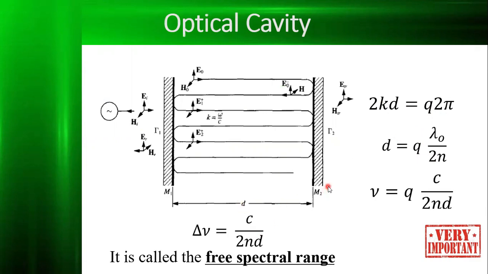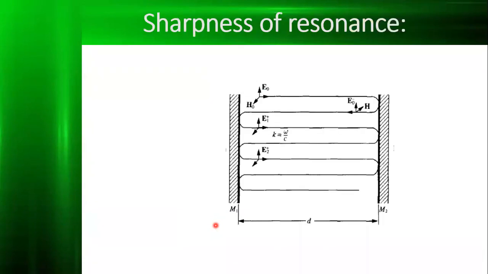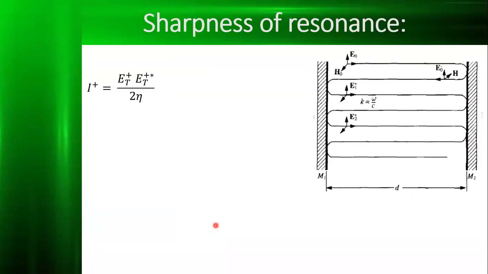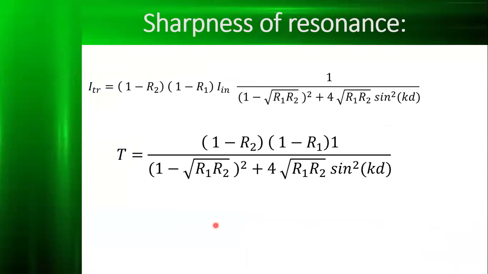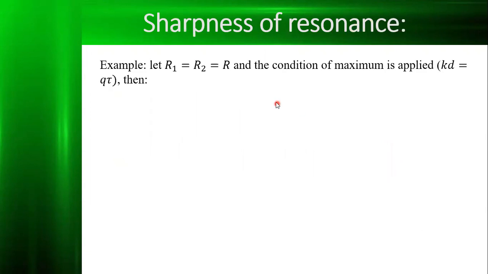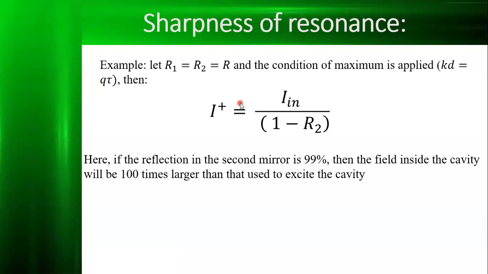And based on this resonance condition, we calculated together what's called the free spectral range, or the spectral distance between each two successive resonances. Then we went through mathematical derivations till we reached the general form for the transmission equation, showing that by inserting R1 equal to R2, where R1 and R2 are the reflections of the first and second mirror, and by fulfilling the resonance condition, we can have a maximum intensity of 1.